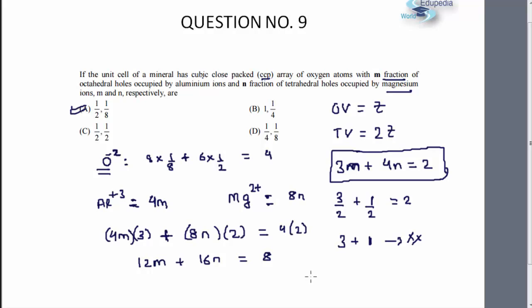Let us try and inspect C also. With m as 1 by 2, I will get 3 by 2, and with n as 1 by 2, I will get 2. So 3 by 2 plus 2 will not be 2. Again, this will be wrong. Similarly, you can check for D also. So the correct answer will be A.